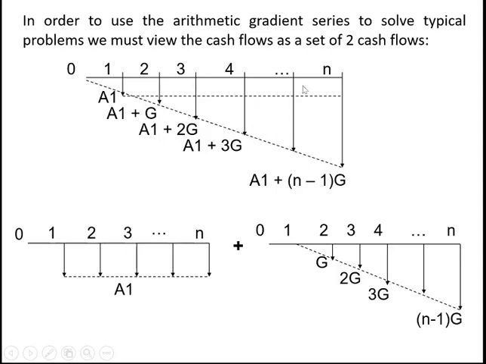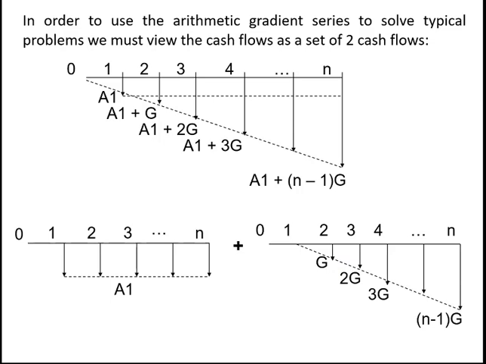We separate these cash flows into two parts. The first part is the equal payment series, where N is 10 and A1 is 5,000. In the second part, N is 10 and G is 2,000.